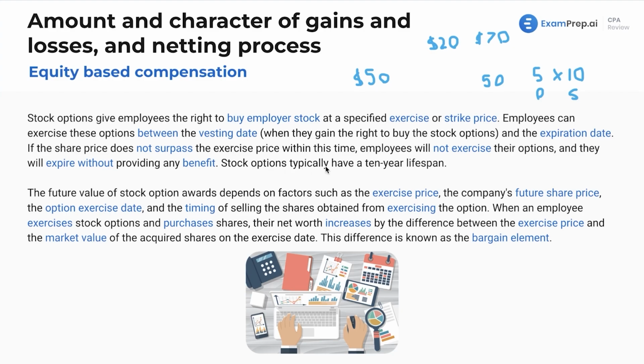Stock options typically have a 10-year lifespan. Don't take that to heart. I mean, for the exam, it can say whatever it wants, but sometimes I like to interject some real life items into the exam prep here.